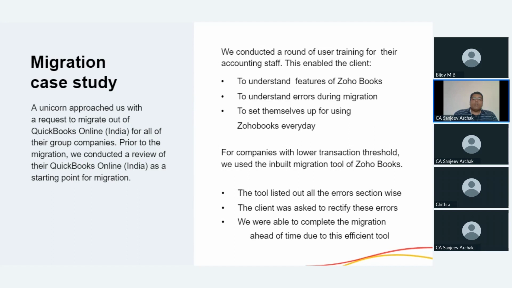We were able to figure out the number of JVs that they passed, and the number of invoices they had, both sales and purchases. So we were able to put a number on the transactions we had to migrate. This also enabled us to give them our timeline within which we would finish the migration. Even before we started the migration, we started off with user training for them. They had a big team who had to use various modules of Zoho Books. This training enabled them to understand the features of Zoho Books and how it differed from QuickBooks.